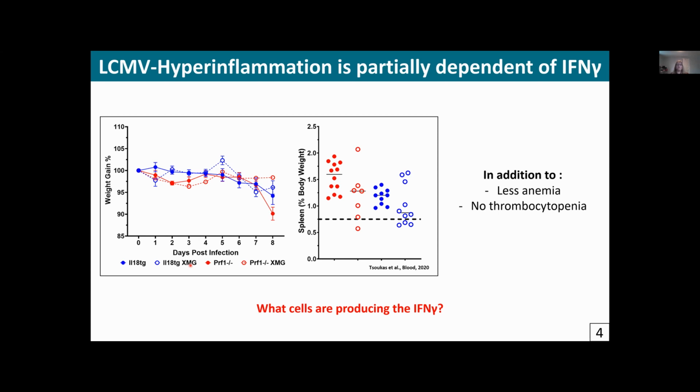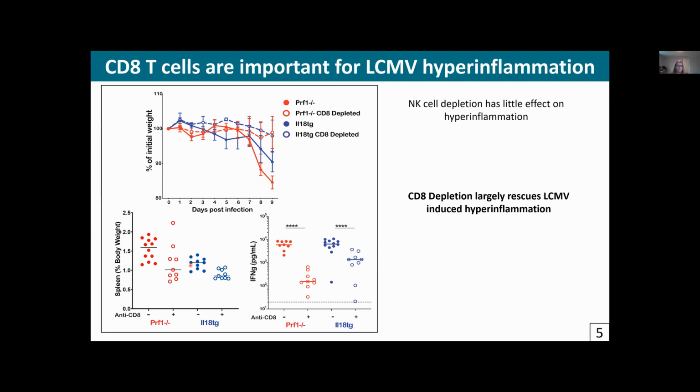And since we knew that interferon gamma was playing a rather large role, we opted to look at the cells that we knew produced interferon gamma. Two of the main producers of interferon gamma are CD8 T cells and NK cells. And whenever we depleted NK cells during the course of LCMV infection in both of these genotypes, we saw very little effect on the hyperinflammation.